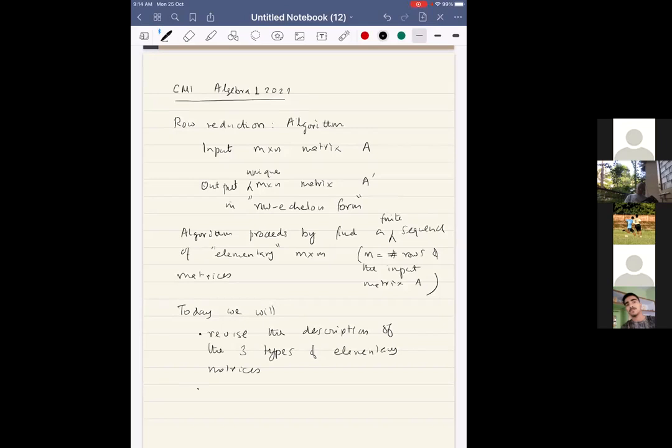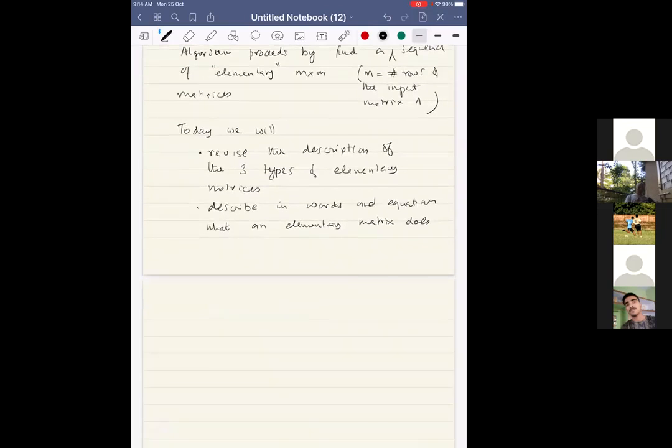And two, describe in words and equations what an elementary matrix does to two different kinds of objects. So what an elementary matrix does. That is again an English phrase which I have to make precise.